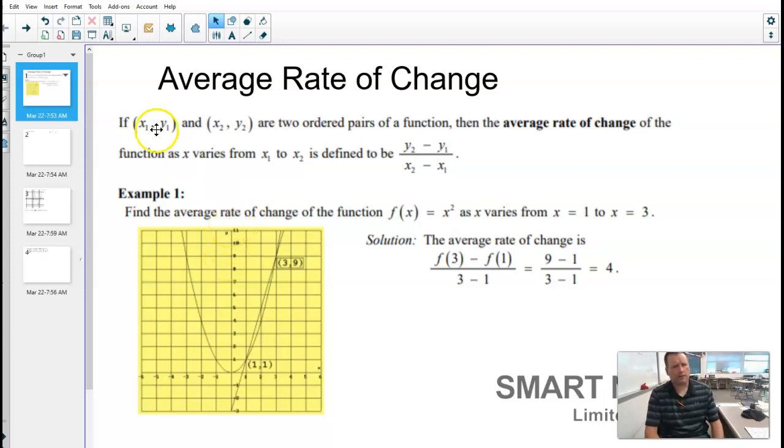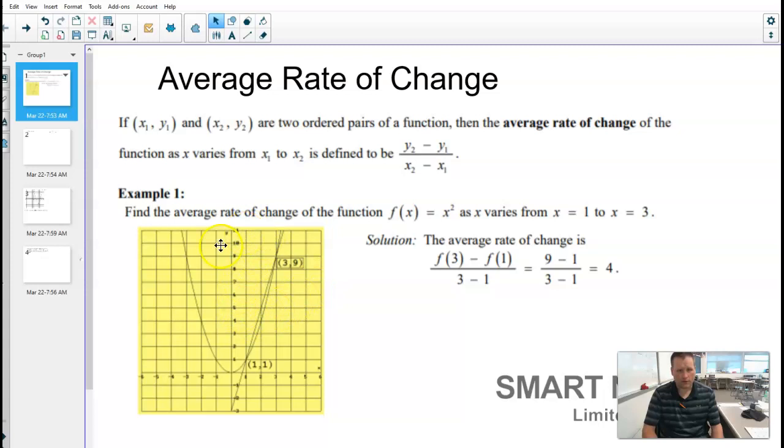So you guys can see here, average rate of change is honestly just the average slope of a line that's not linear. It's the average change between the y's over the x's. If I've got an ordered pair x1, y1 and another one x2, y2, to find the average rate of change, I'm just going to do my y2 minus y1, so the difference in my y values, and then divide it by the difference of my x values. This is the same formula for the slope.